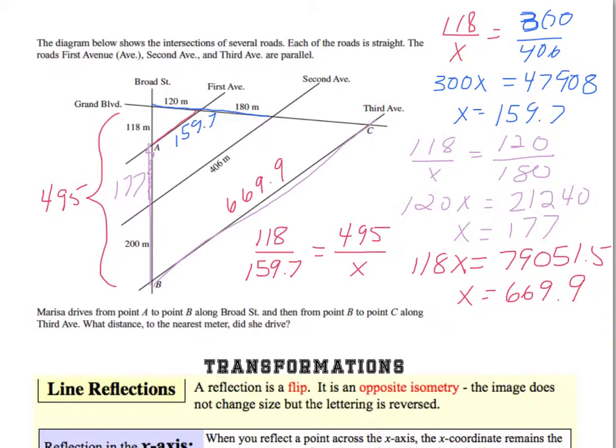Now to answer my final question, which was how far did she travel, I know that she traveled 177 plus 200 plus 669. And I get, yeah, that makes sense. Okay, I get 1,046.9, but I'm going to the nearest whole number, so I'm going to round that up to 1,047. So that's my answer, 1,047.